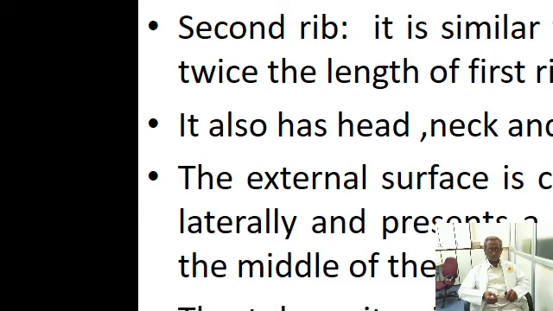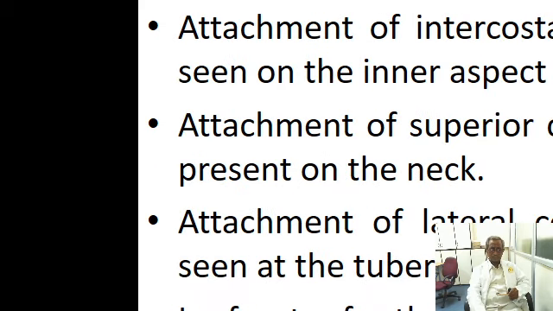So this is the ridge. This ridge gives attachment to the scalenus posterior and serratus posterior superior. Now attachment of the intercostal muscles and membranes is seen in the inner aspect of the superior surface. Attachment of the superior costotransverse ligament is present in the neck. The attachment of the lateral costotransverse ligament is seen at the tubercle. In front of the tubercle is the attachment of levator costae; here the levator costae is seen.